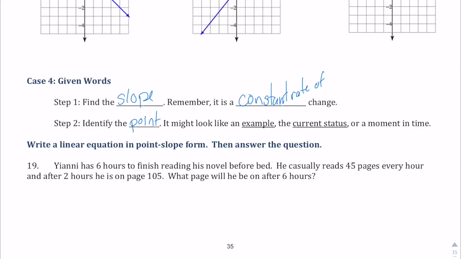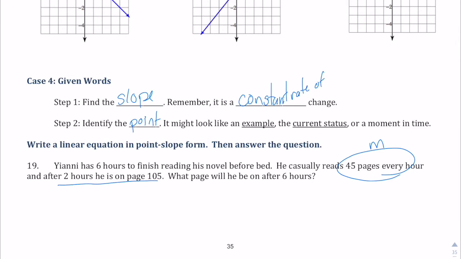Yanni has 6 hours to finish reading his novel before bed. He casually reads 45 pages every hour, and after 2 hours he is on page 105. What page will he be on after 6 hours? So we're given one moment in time here, that after 2 hours he'll be on page 105, and we're also given a slope, 45 every hour. So that's our m, and this is our point.